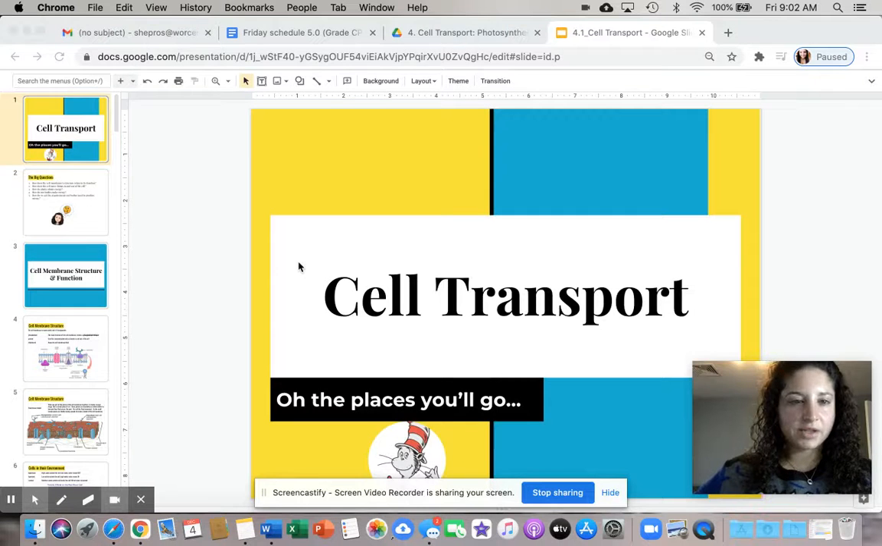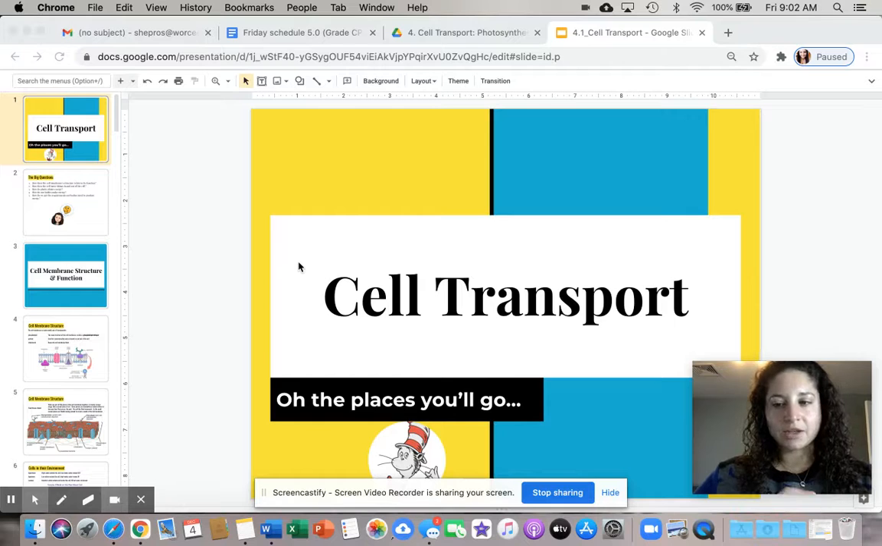Hey everyone, so we are starting a new unit on cell transport. So we're going to be talking about how the cell membrane actually is able to perform its function. So remember, the cell membrane is responsible for controlling what comes in and out of the cell. So the question we're asking is, how does the cell membrane control what comes in and out of the cell?